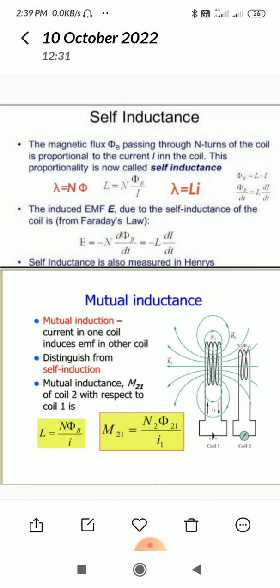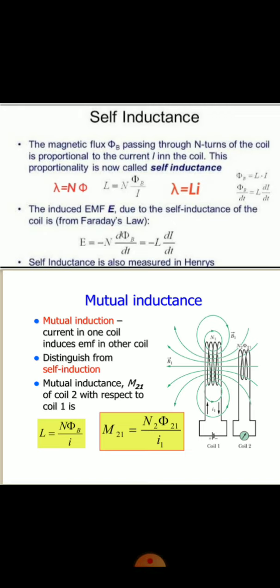The magnetic flux phi passing through the n number of turns of coil is proportional to the current I in the coil. This proportionality is known as self-inductance. So self-inductance is denoted by L. So L is equal to N phi by I, that implies Li is equal to N phi.